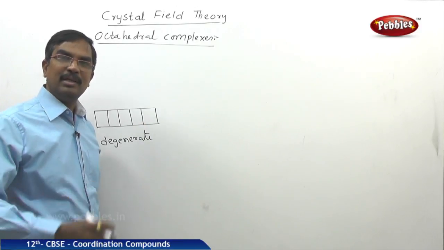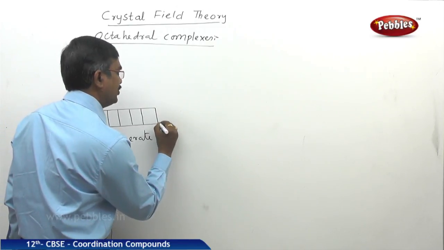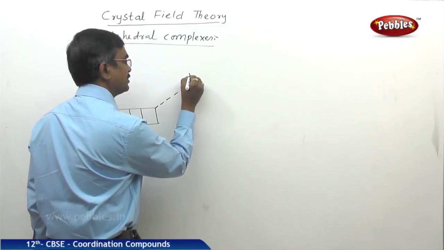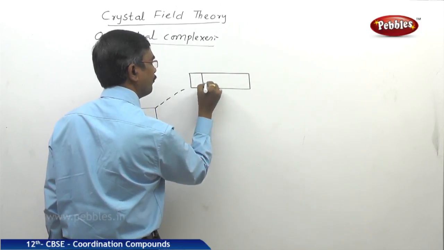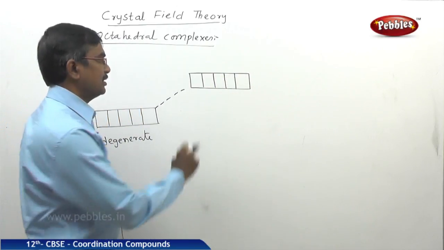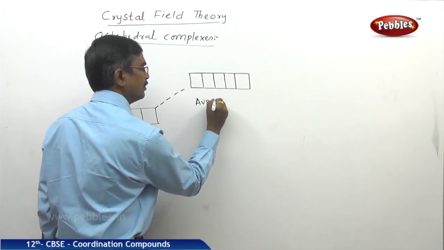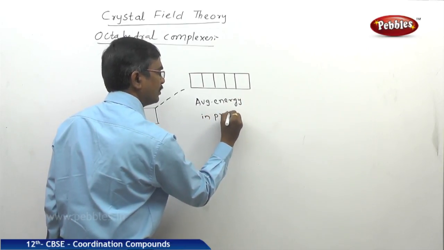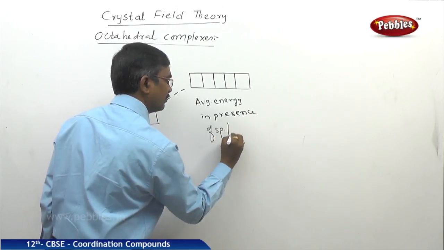So whenever the ligand approaches the central metal atom, slowly what happens is the energy of these 5 orbitals will increase to the same extent. So this is the average energy, in the presence of a spherical field.